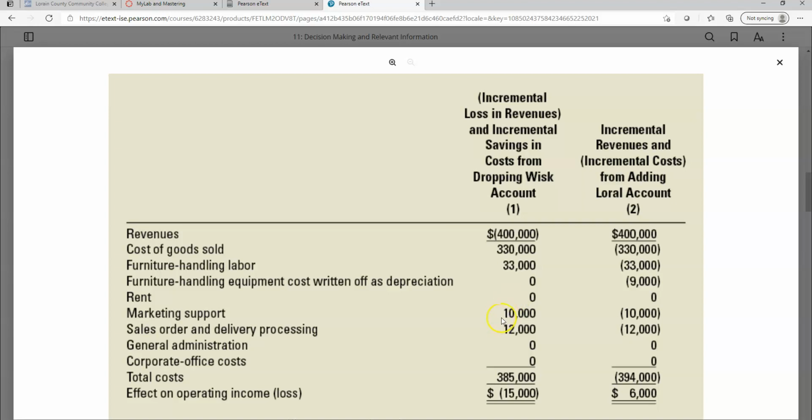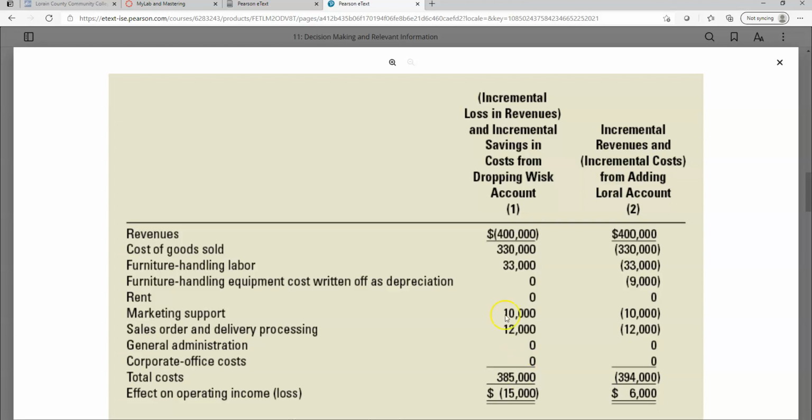Marketing support, the company will save $10,000 in cost because it's no longer having to market to the Whisk account. Sales order processing and processing of deliveries, we're going to save $12,000. So our total cost savings is going to be $385,000.